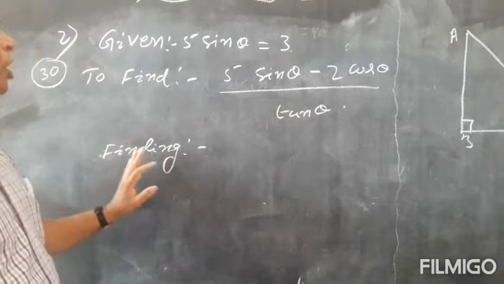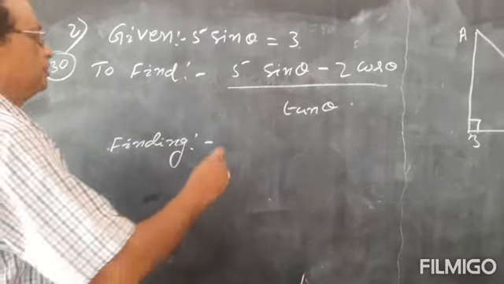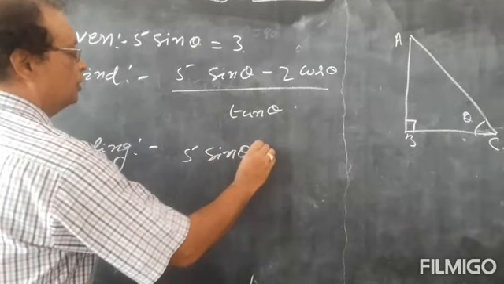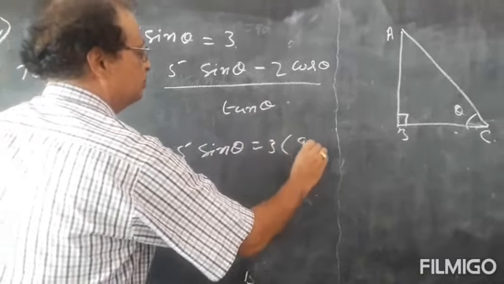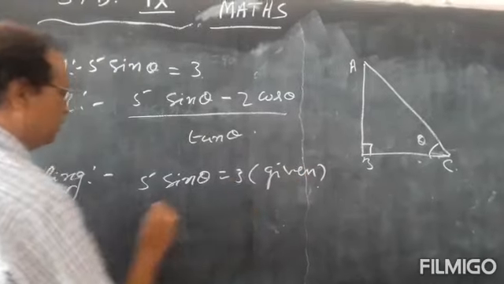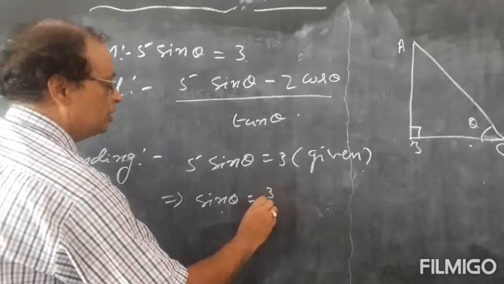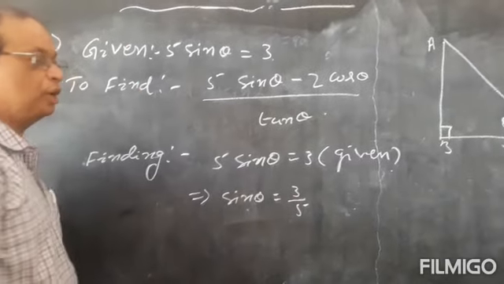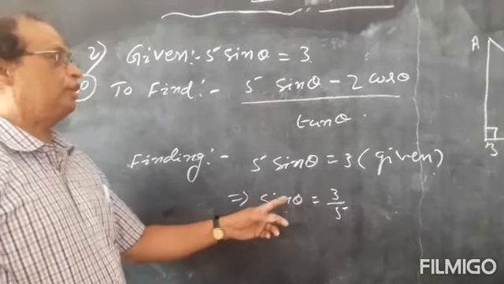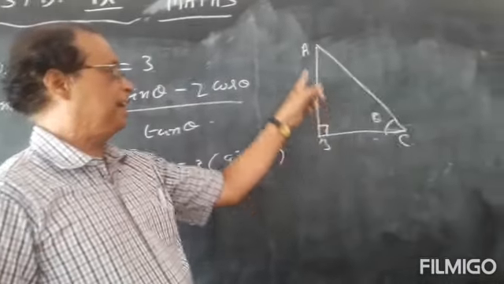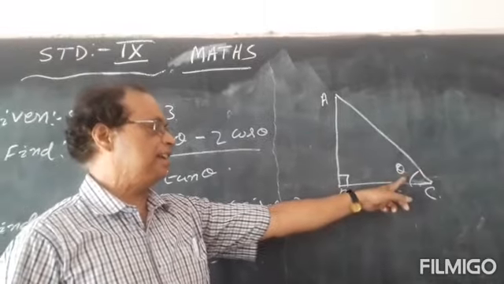Now the solution. 5 sin theta is equal to 3, given. Now this implies sin theta is equal to 3 by 5. This we got from the given. Now consider this right angle triangle ABC. So this angle is theta.